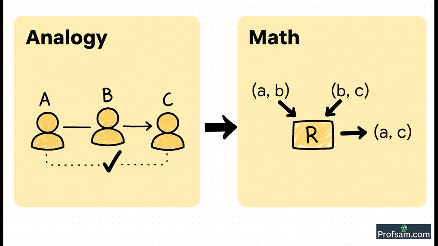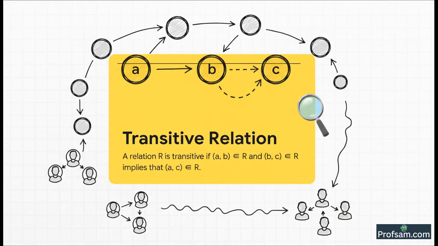You can see how the math mirrors this perfectly. If the pairs (A, B) and (B, C) are in the relation, then for the rule to pass, the pair (A, C) must be in there too. And that gives us our official definition of a transitive relation. It's like a chain reaction. The connection has to jump from A to C using B as the bridge.